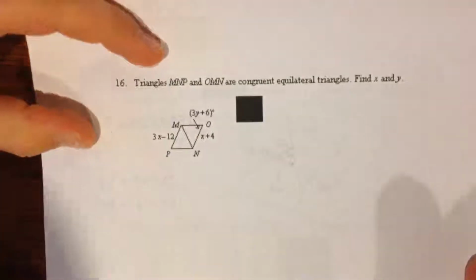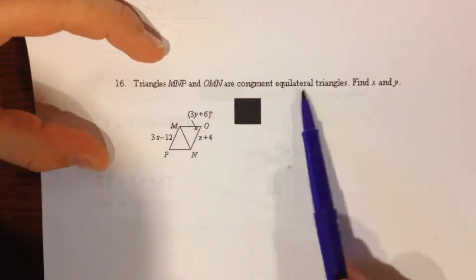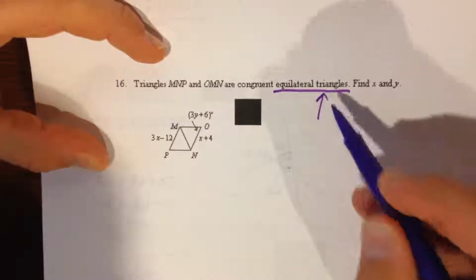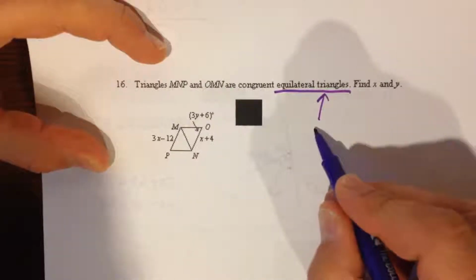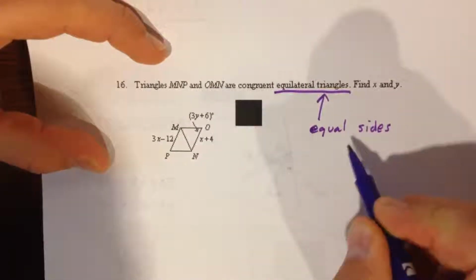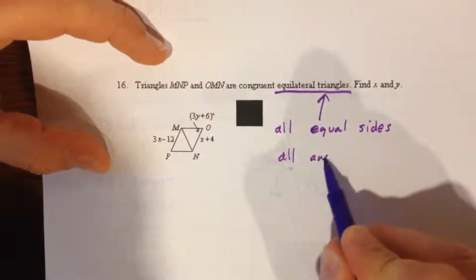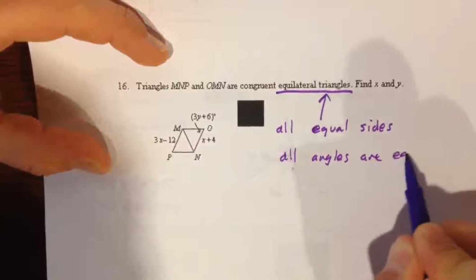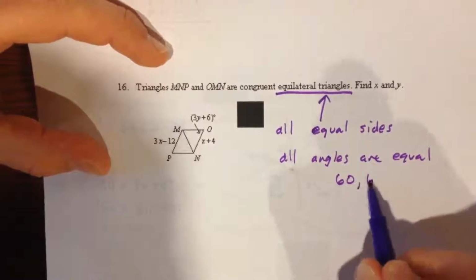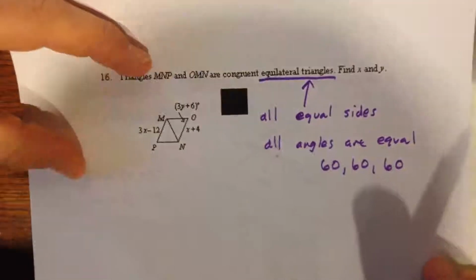Alright, this says triangle MNP and OMN are congruent equilateral triangles. So you have to think about everything you know about equilateral triangles. Well, all equal sides, and all angles are equal. So if you think about it, you have three angles, they're all equal, they have to be 60, 60, 60. So the angles of an equilateral triangle are 60, 60, 60.